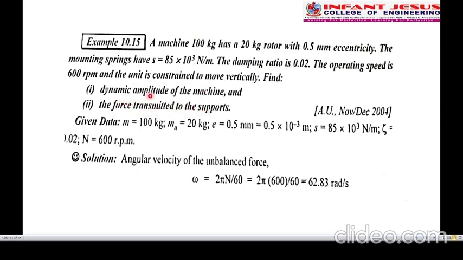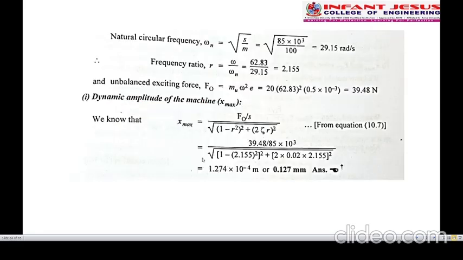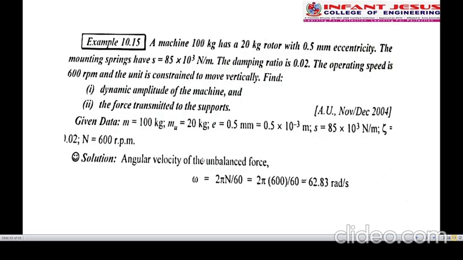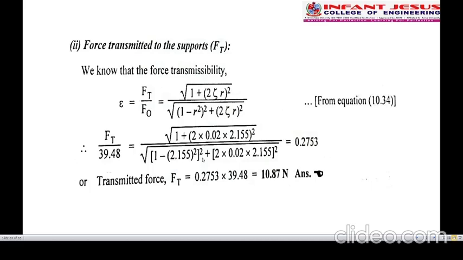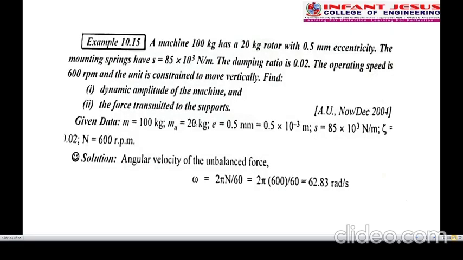So the dynamic amplitude is x max. We know the x max formula, so using that you can find the amplitude. The force transmitted to the supports formula, the force transmissibility formula, we also know. So using that we can solve this problem. First we have to find the speed n and convert it to omega. Omega is equal to 2 pi n by 60. So find the omega value.